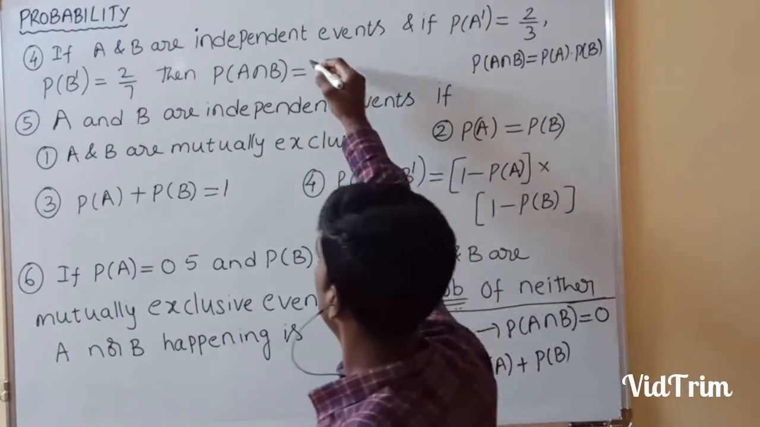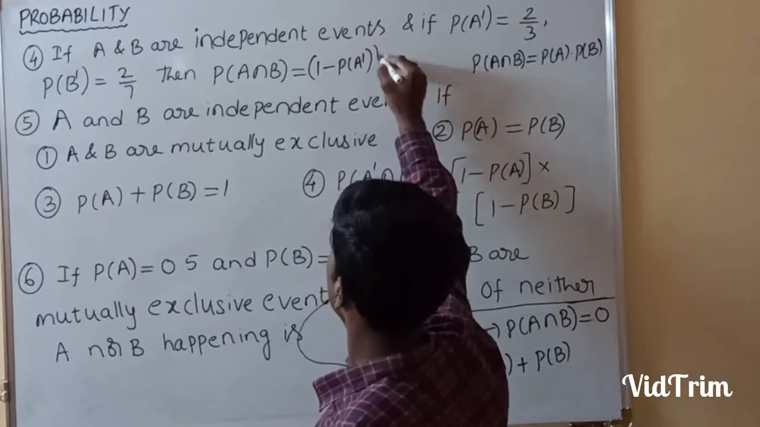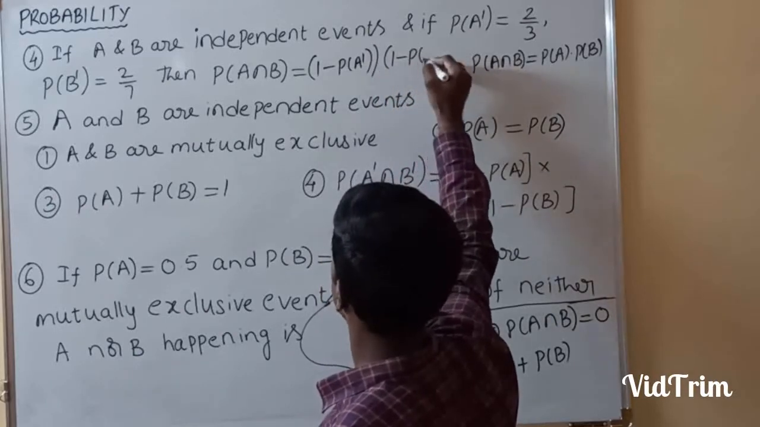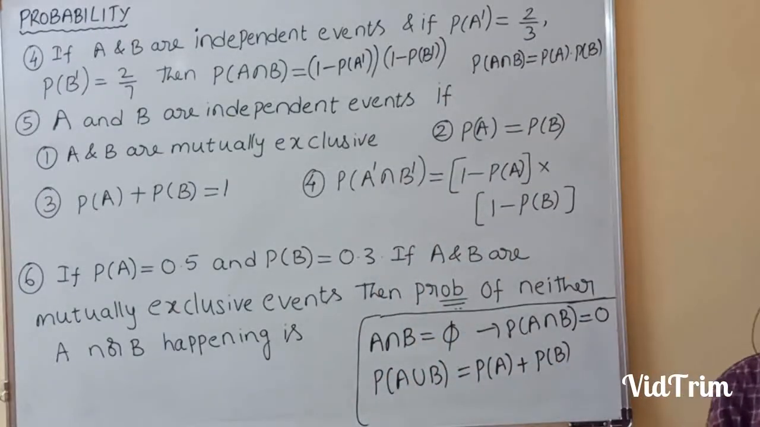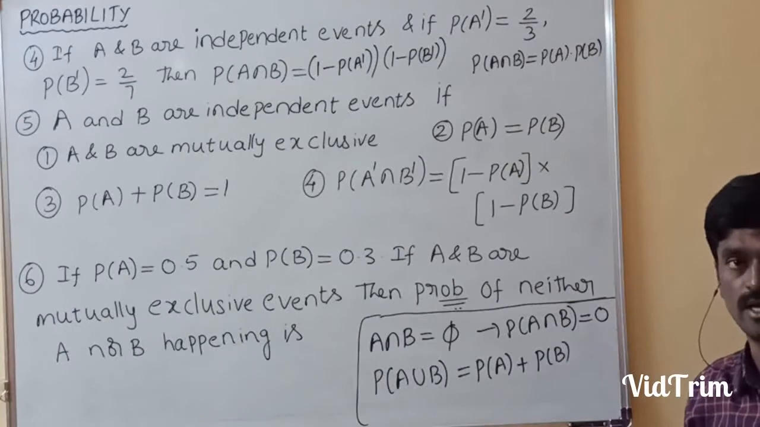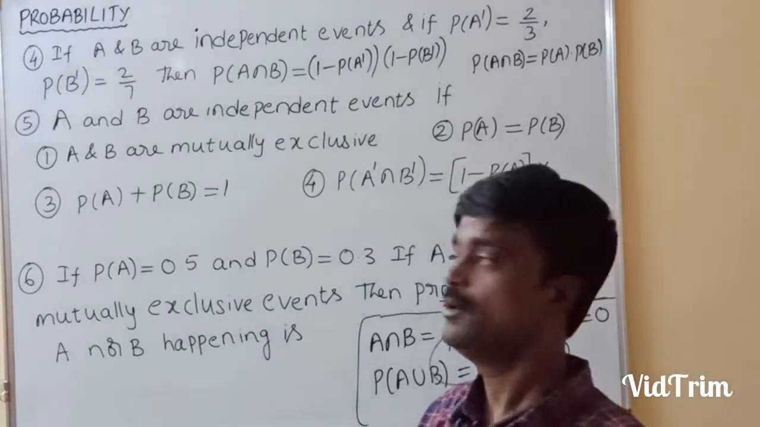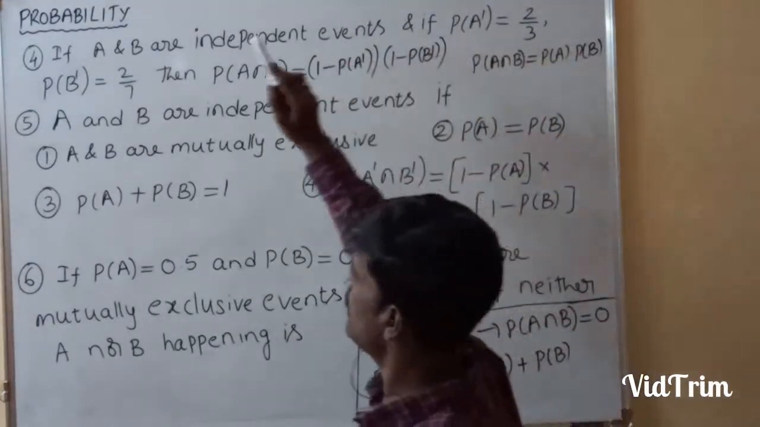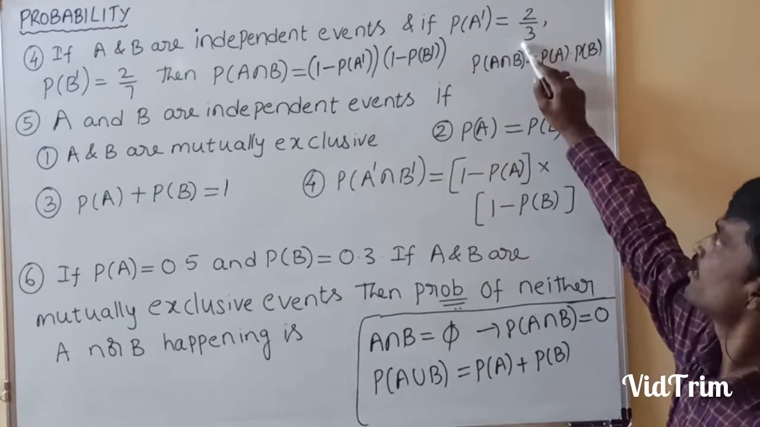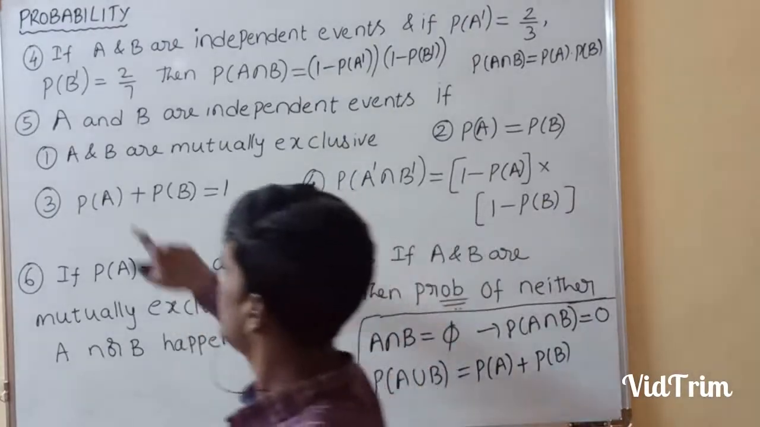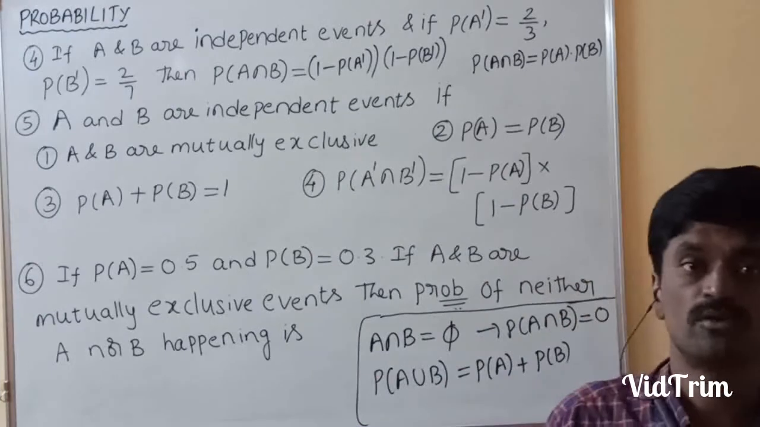Further, P of A can be written as 1 minus P of A dash, and P of B can be written as 1 minus P of B dash, because P of A plus P of A dash is 1. Why am I using this formula? Because they have given the P of A dash and P of B dash values. So 1 minus P of A dash is 1 minus 2 by 3, which is 1 by 3. P of B dash is 2 by 7, so P of B is 1 minus 2 by 7, which is 5 by 7.